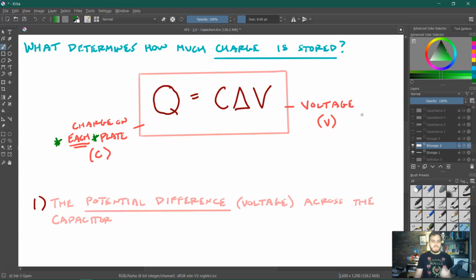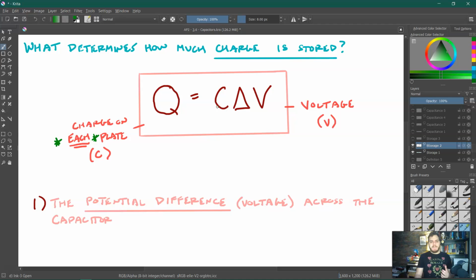where delta V, first off, is the voltage that the capacitor is connected to. So this is the potential difference across the capacitor. If I connect it to a 9-volt battery, this would become 9 volts. So a bigger voltage, a bigger potential difference between the two plates, more charge is stored. Makes a good bit of sense.